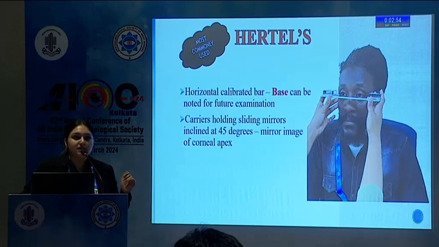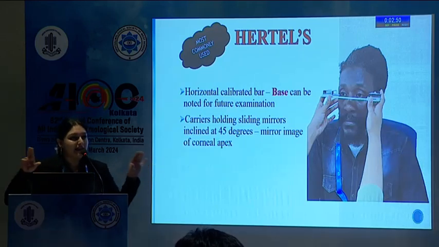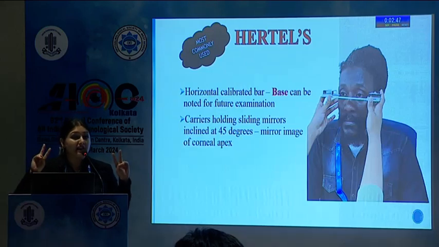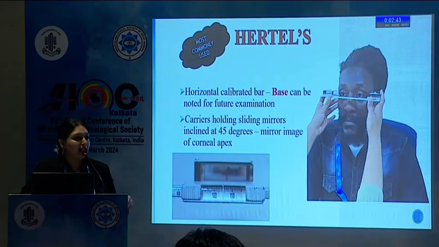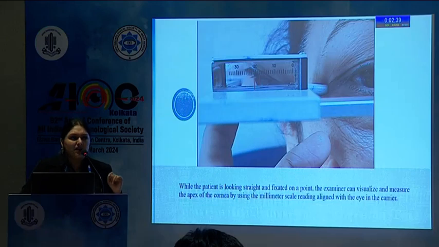We all know about the Hertel's exophthalmometer. It's a horizontally calibrated bar which has 2 sliding carriers. The carriers have inclined mirrors at 45 degrees to each other, and we get a mirror image of the corneal apex. The base can be used for future references, decreasing our variations.